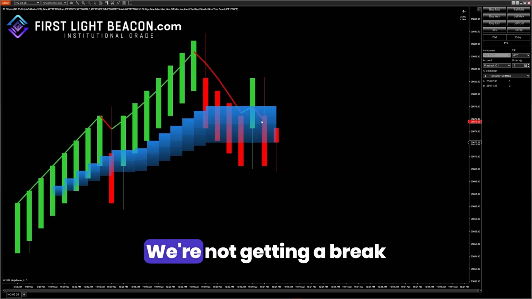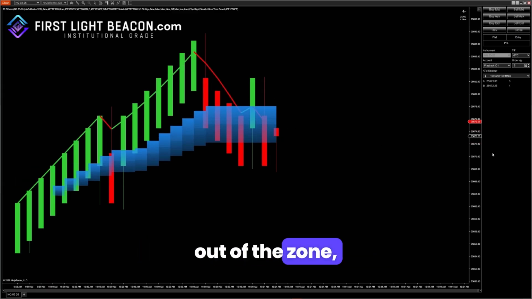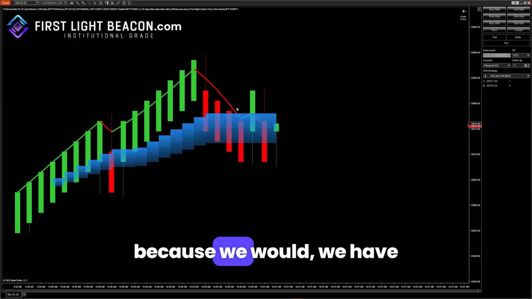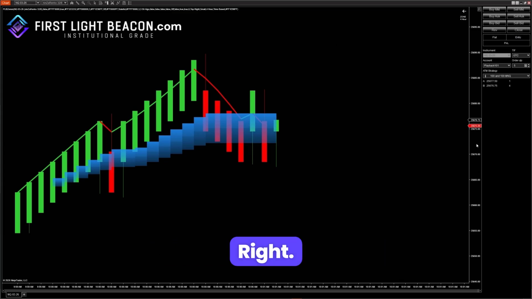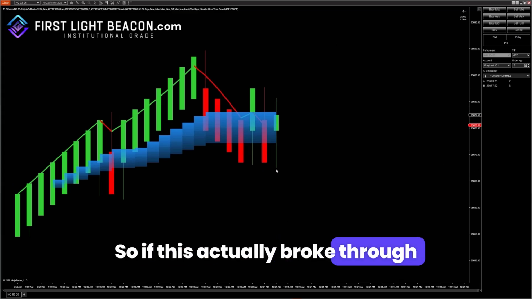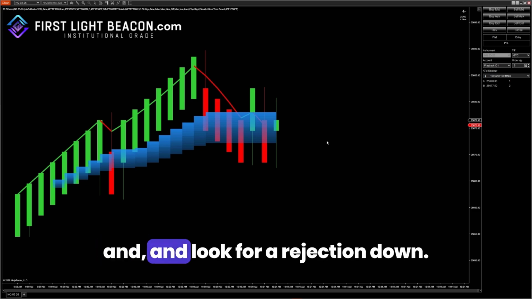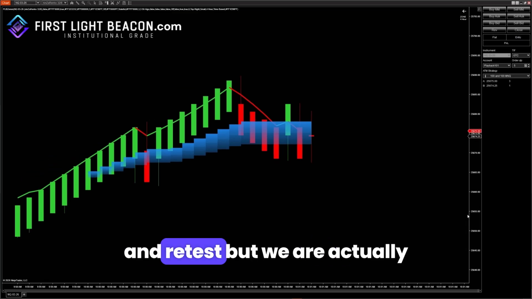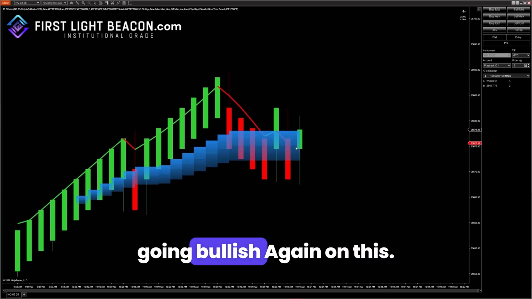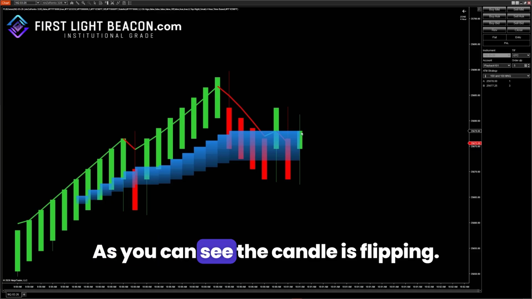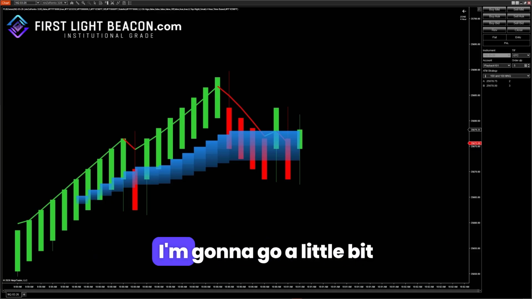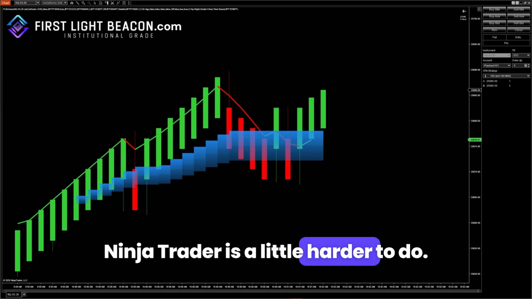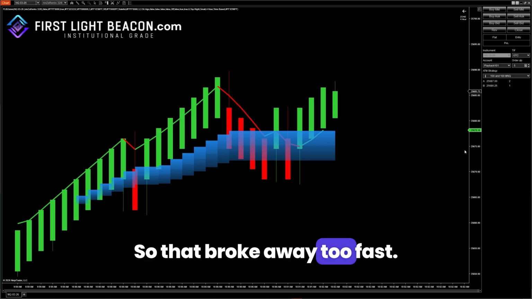So here we go. We're not getting a break out of the zone, but we're going deeper into it. We would not short this because we have to see a cross through, right? So if this actually broke through here, we'd have to look for a rejection down, kind of like a break and retest. But we are actually going bullish again on this. As you can see, the candle is flipping. I'm going to go a little bit faster on the playback. NinjaTrader is a little harder to do. There we go. So that broke away too fast.